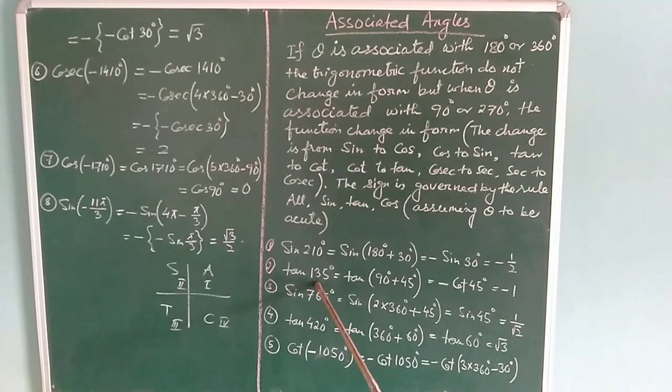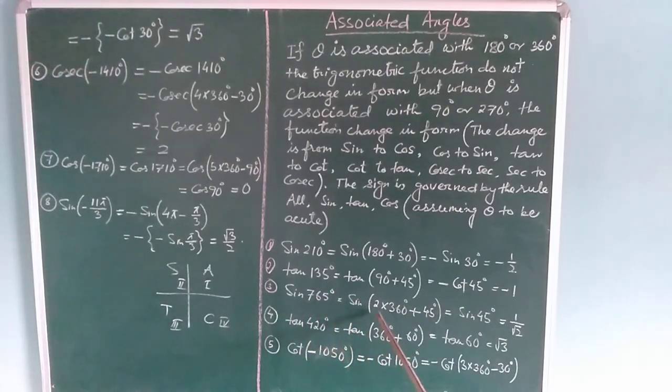Now tan 135. Tan 135 means 90 plus 45. When this is associated with 90 degree, or 270, the function changes. So tan changes to cot. This minus sign: 90 plus something means we are in the second quadrant, and in second quadrant tan is negative. So this minus sign is from this concept, and tan changes to cot. So we get minus of cot 45, this is minus 1.